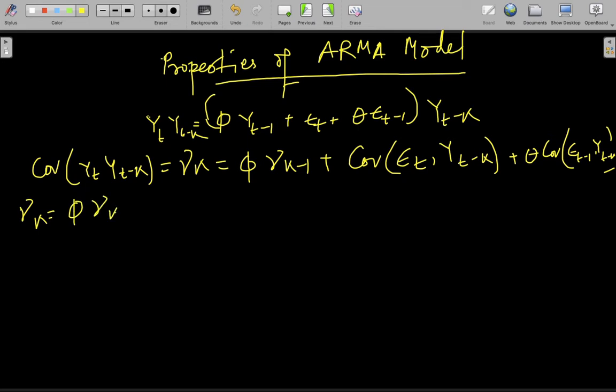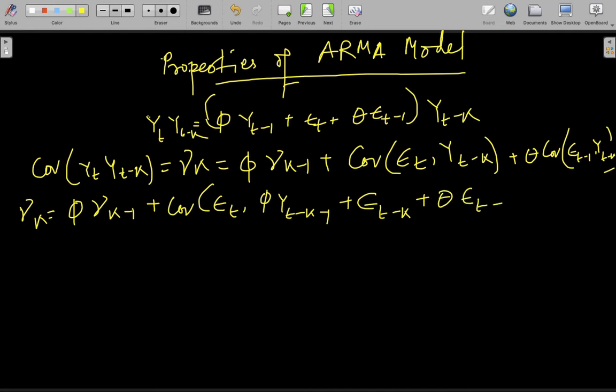phi gamma k minus 1 plus the covariance of et and yt minus k. I will just recall my first equation for the ARMA model, and yt minus k is going to be, on the right hand side, phi yt minus k minus 1, and my et term is going to be nothing but et minus k, because I'm simply replacing t with t minus k, plus theta et minus k minus 1, right? So that's what we get.